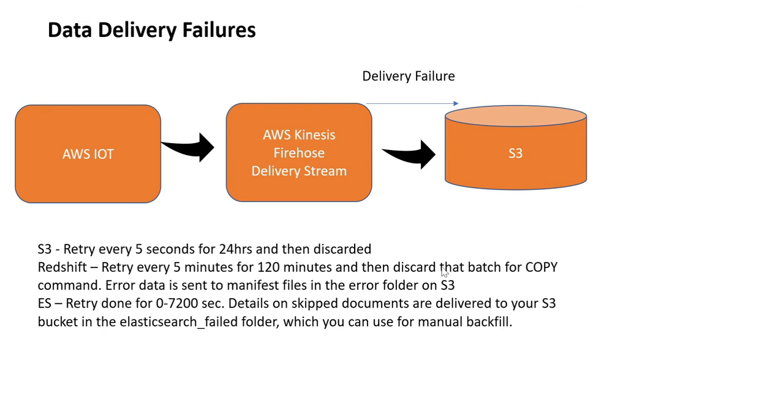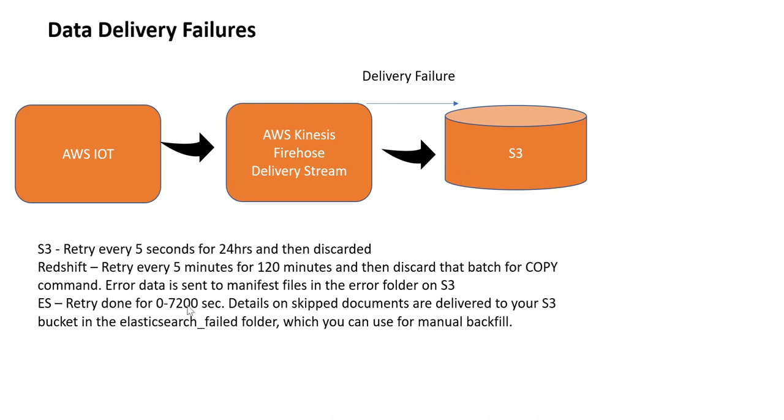Now, what if a failure happens when Firehose is trying to write to the target? In this case, it's showing S3, but consider other targets also. For S3, if there is a failure, it will retry every 5 seconds for 24 hours and then discard that batch or that record.